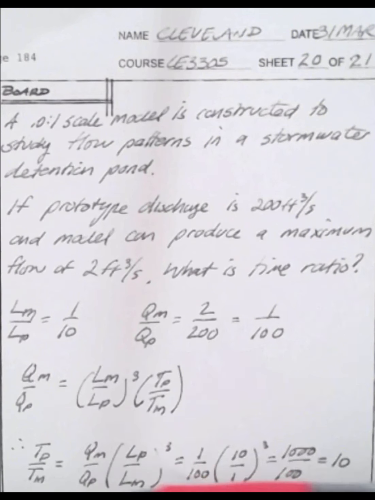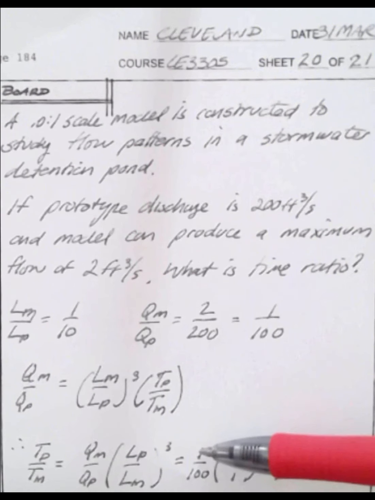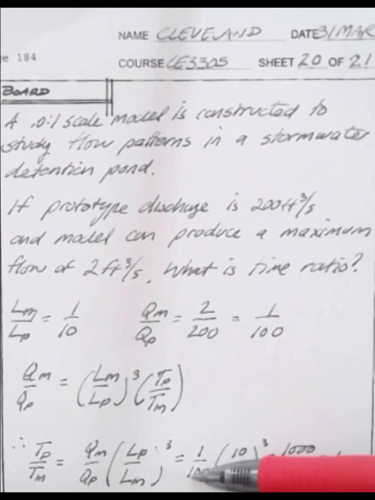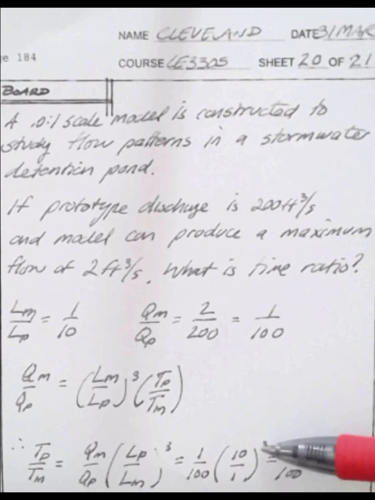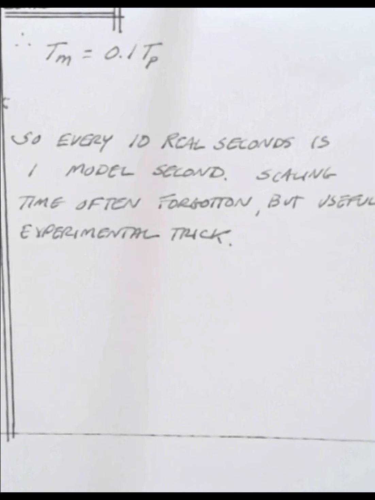So Qm over Qp times length of the prototype over length of the model cubed. Well, that's 1 over 100. 10 over 1 cubed becomes 1,000 over 100, which is 10. So what that means is that time in the model is 1/10 time of the prototype. So for every 10 real seconds in the real world, our model runs for 1 second.